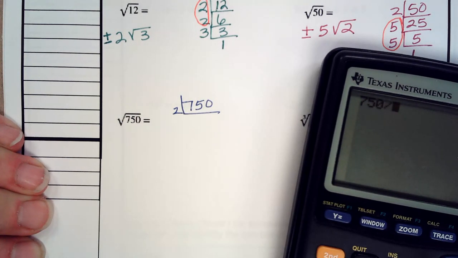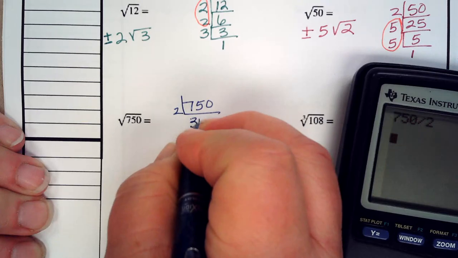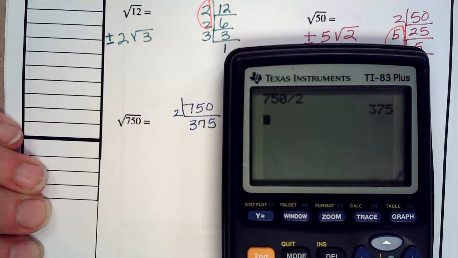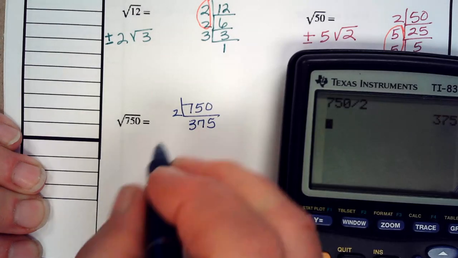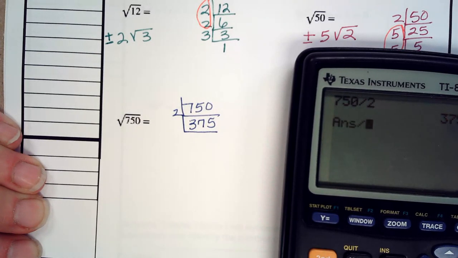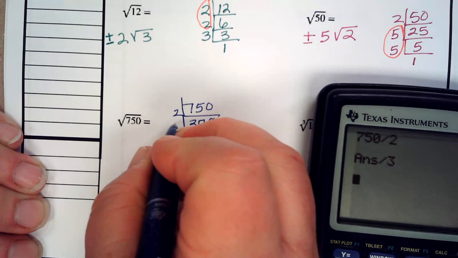$750 divided by 2 gives me 375. Is 375 even? No. Is it divisible by 3? Yes. 3 plus 7 is 10. 10 plus 5 is 15. I can divide by 3 because 15 is divisible by 3. I get 125.